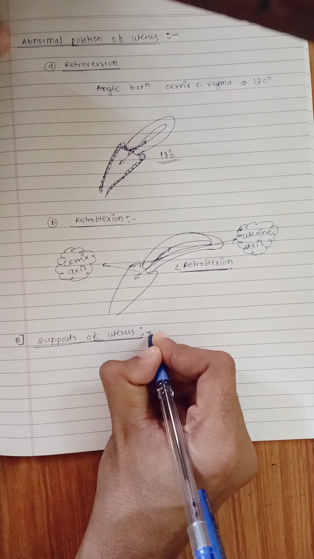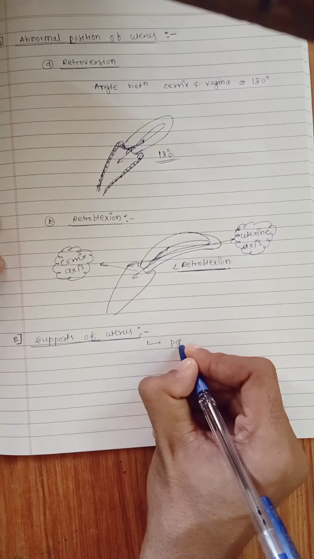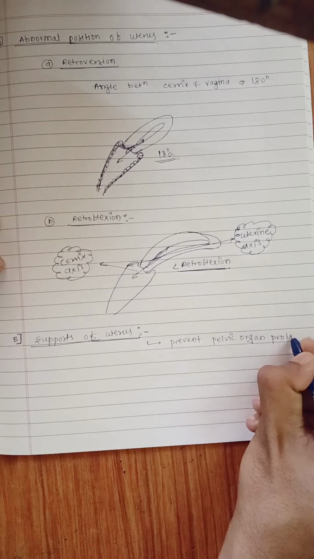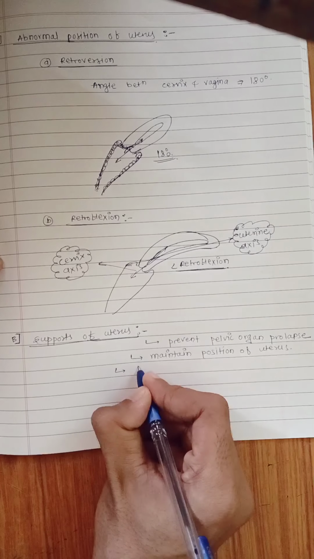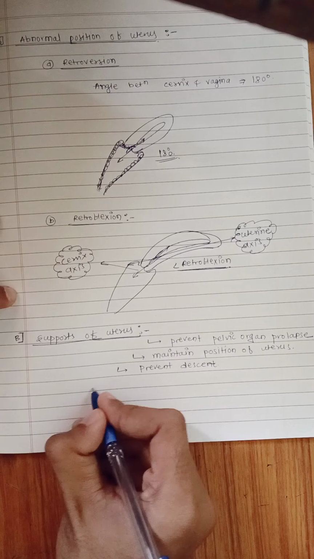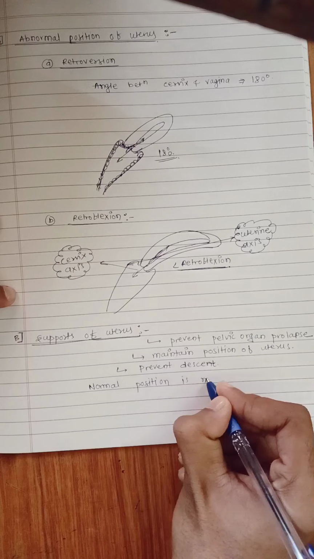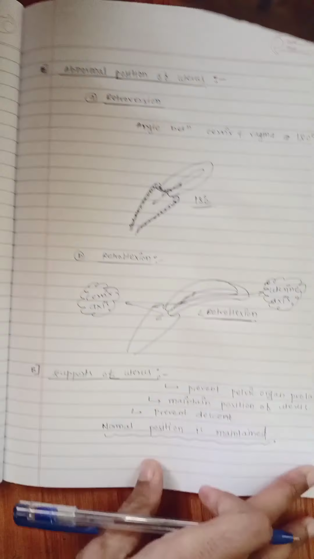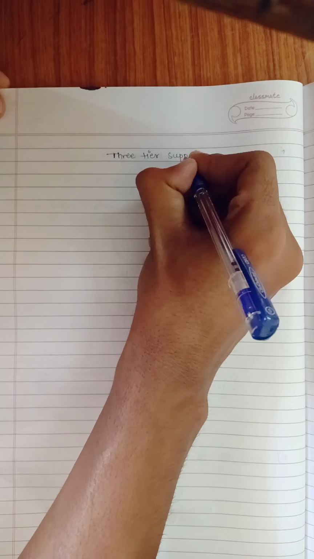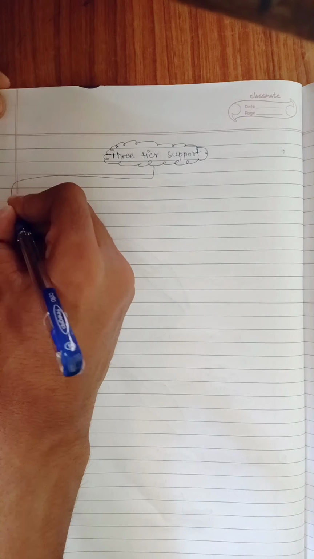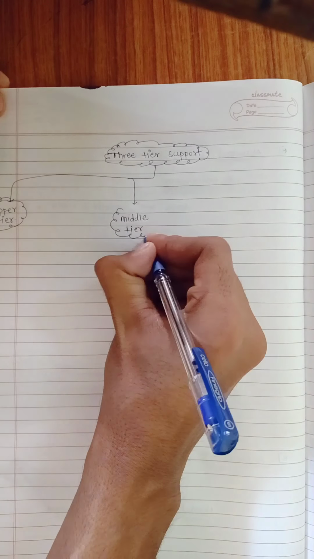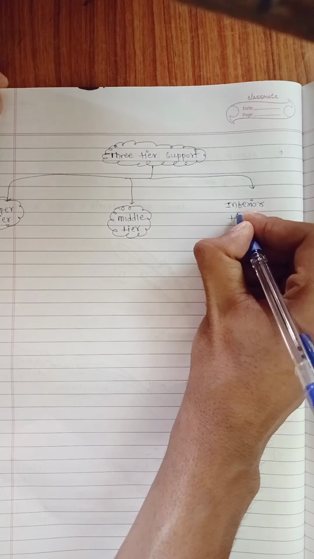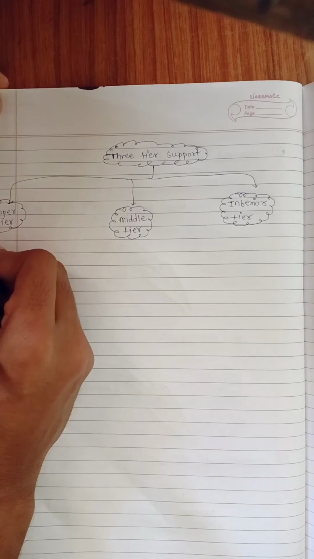Now we are going to study the supports of the uterus. Normally the supports of the uterus prevent pelvic organ prolapse. They maintain the position of the uterus and prevent its descent. So what is the support of the uterus? It is a three-tier support. What is meant by tier? Tier means layers. The first tier is the upper tier, the second is the middle tier, and the third is the inferior tier.